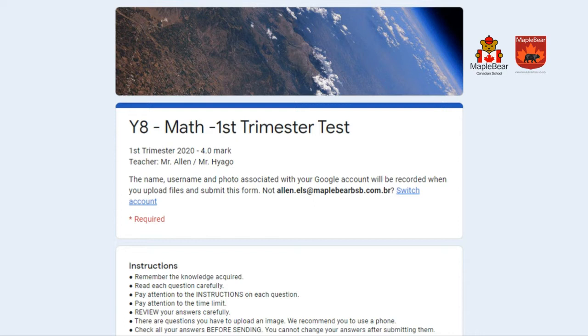That math test first trimester, question number one, item A, and do the calculation. Question number one, item B, do your calculation. Question number two, do your calculation, and then go on. Nice? Don't forget to answer everything. It's a must. First of all, you must be logged in your MapleBear account. I think that everybody already know about it.